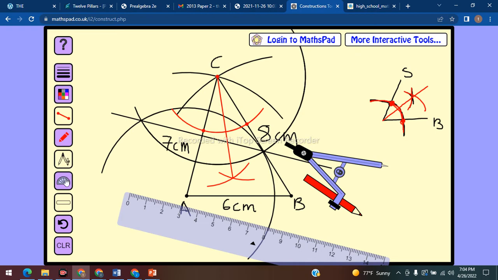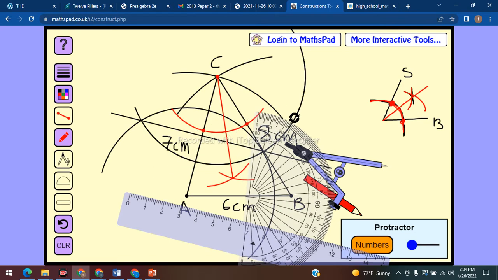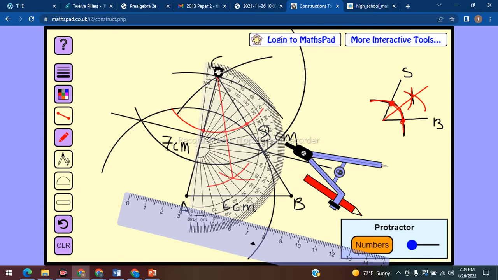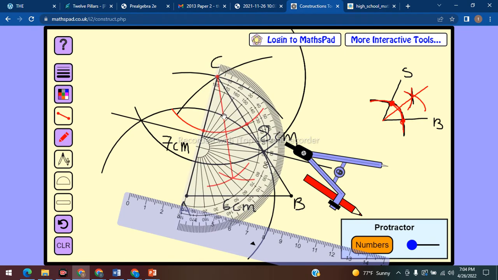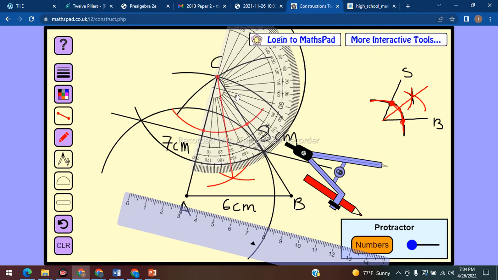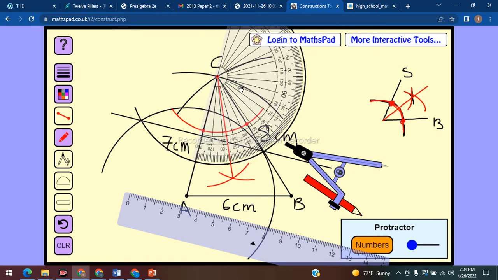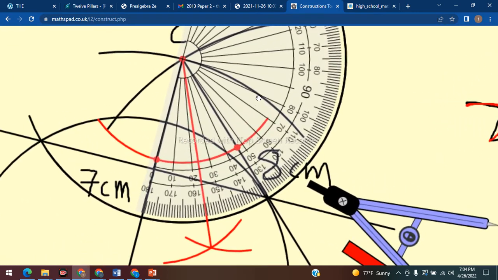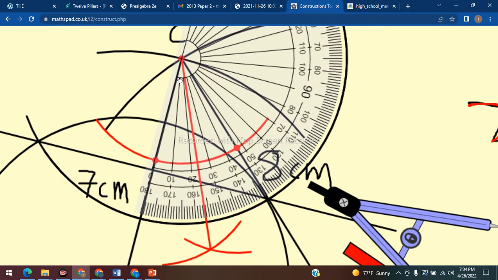How big was this angle before we bisected it? Let's see if we bisect it properly. If we make this the base of our angle, we have to look carefully now. The red line coming down is supposed to go straight through the middle of the arc where we make from the two points. It could touch or go straight through, doesn't matter.